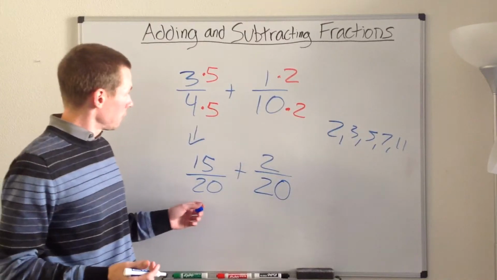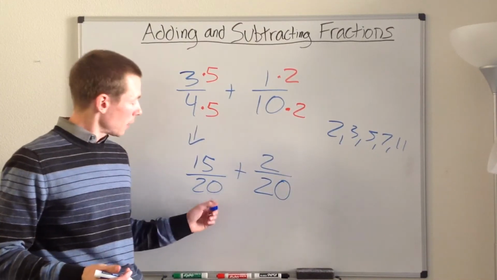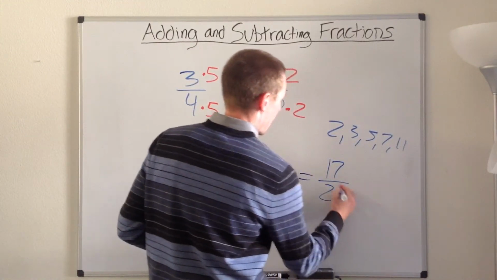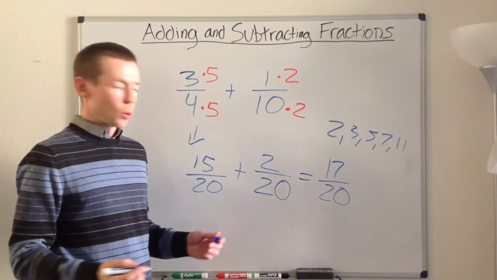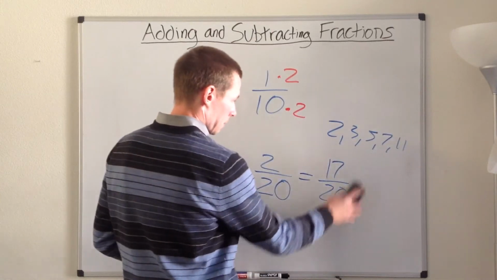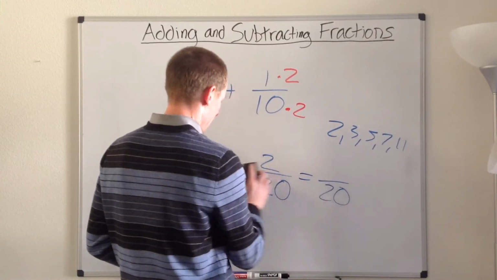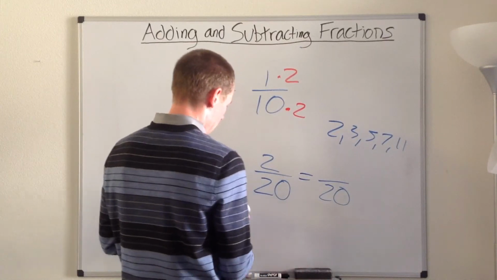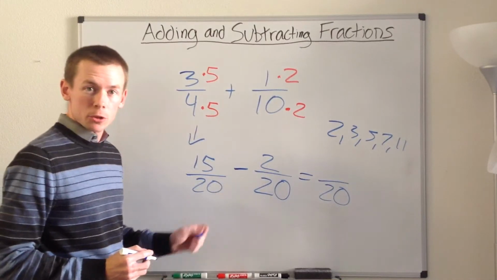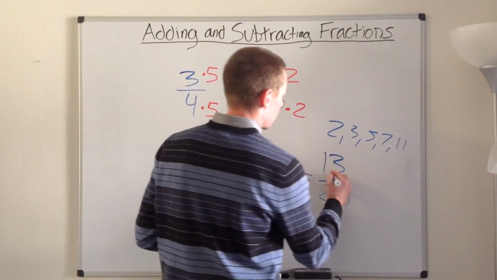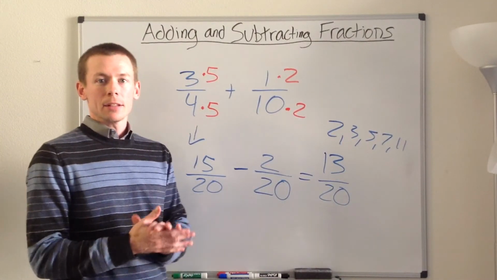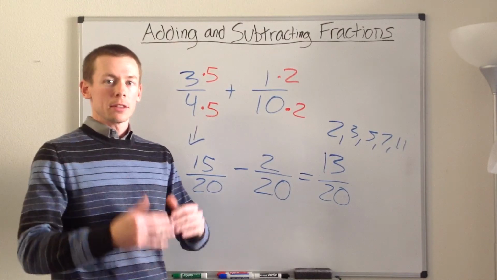So our new fractions are 15 over 20 plus 2 over 20. Now they are the same category, so we can add them. And we get 17 over 20. And similarly, if this were a subtraction problem, we still would have needed to adjust them to 20ths, but now we go ahead and subtract, and 15 minus 2 is 13. So that is adding and subtracting fractions, and this concludes this video.